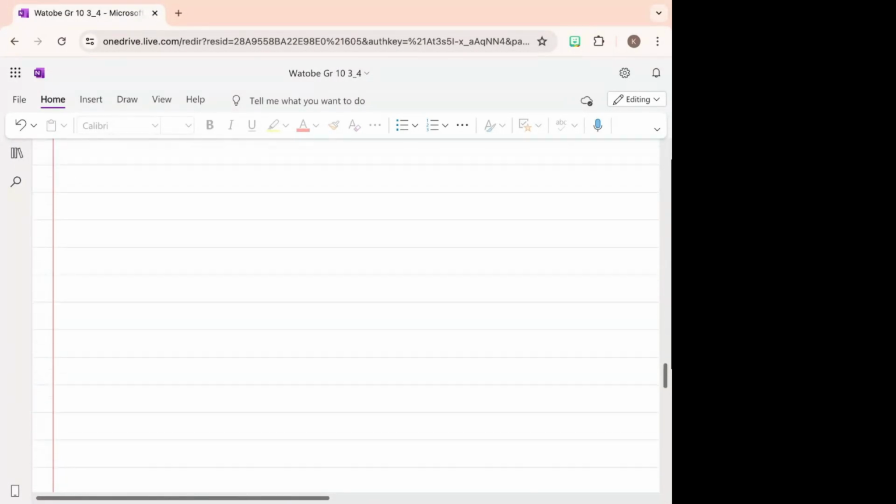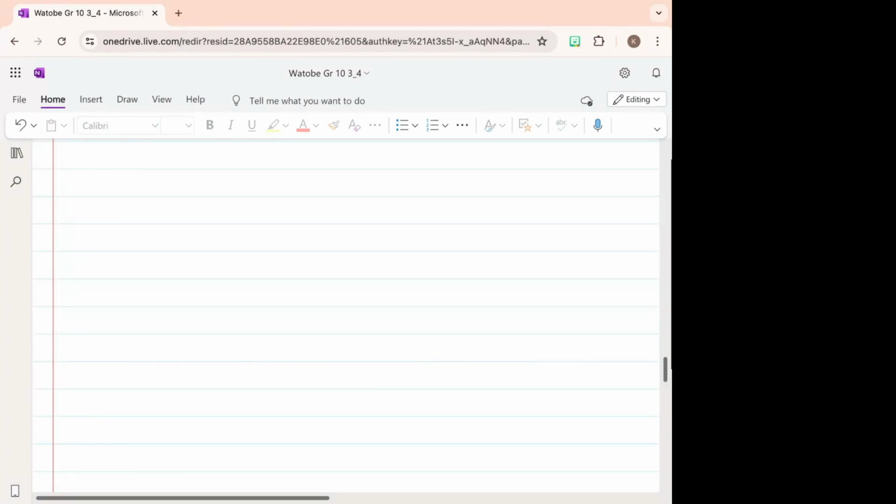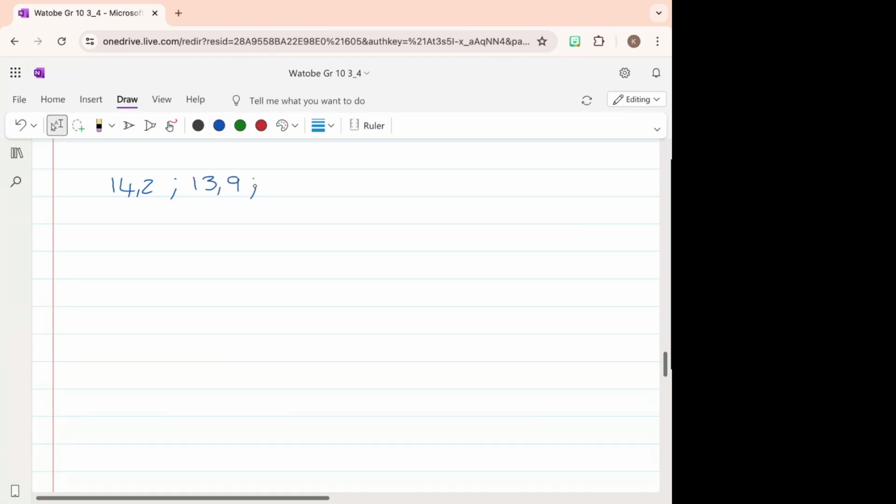For the example I want to show you in terms of deciles and percentiles, I want to look at some data that I've got here. So hear me out, just humor me here. If I've got some numbers, I've got the numbers 14,2, 13,9, 19,8, and I know they're weird numbers, sorry, 10,3.